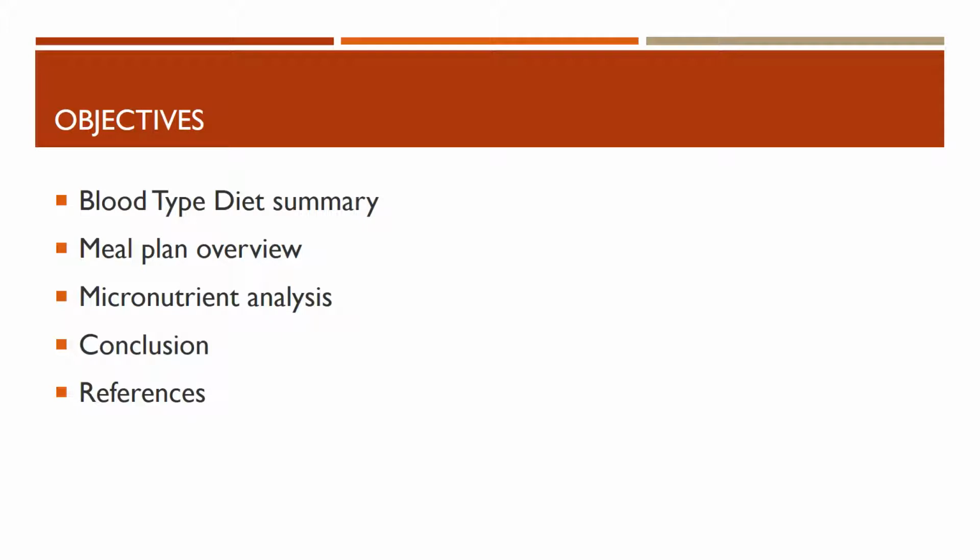So the objectives for my presentation are listed on this slide. I'll be doing a summary of the blood type diet. I'll give a meal plan overview for each blood type that's listed. And I'll also do a micronutrient analysis of all of the different blood type diets. And then we'll finish with my conclusion and my references.